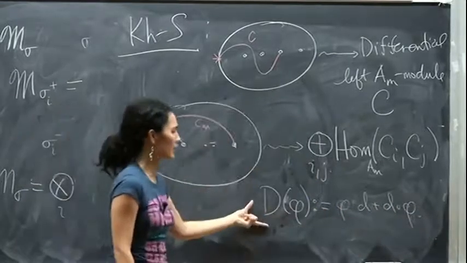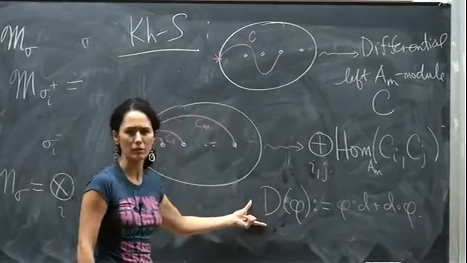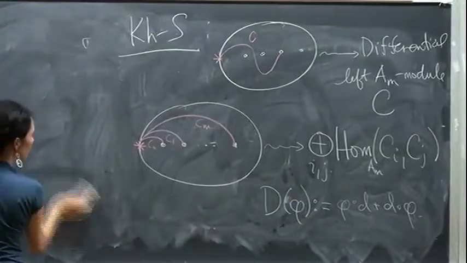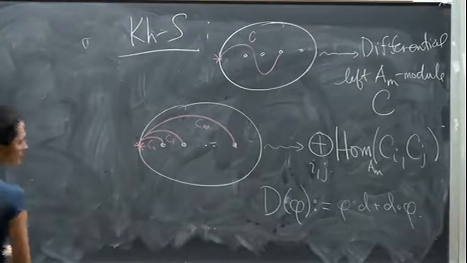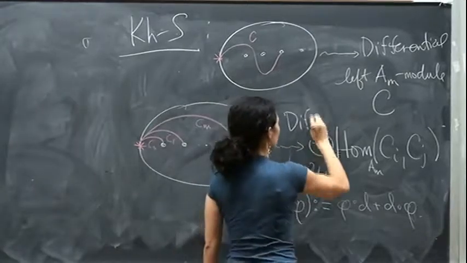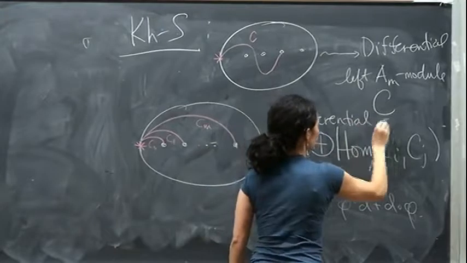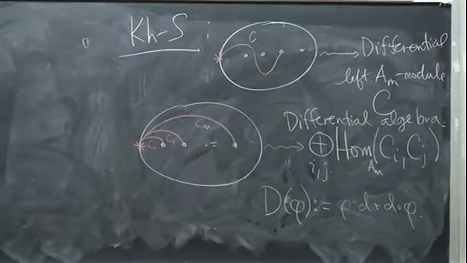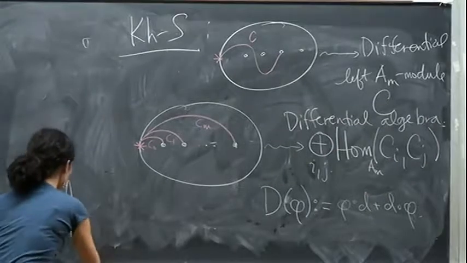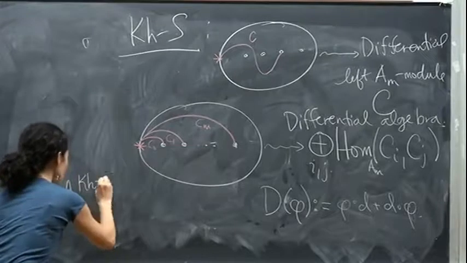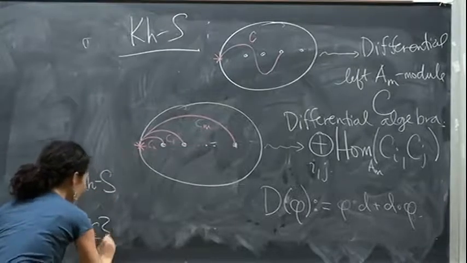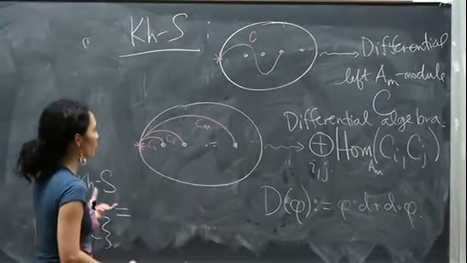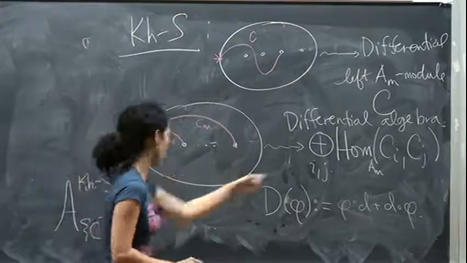So this is sort of exactly what Dylan was talking about on Tuesday as well. So what is this? This is just a differential algebra. Okay, and so we're going to say that the algebra that Khovanov-Seidel associate to this basis of curves is just, well, we want an algebra, not a differential algebra, so let's just take the homology.